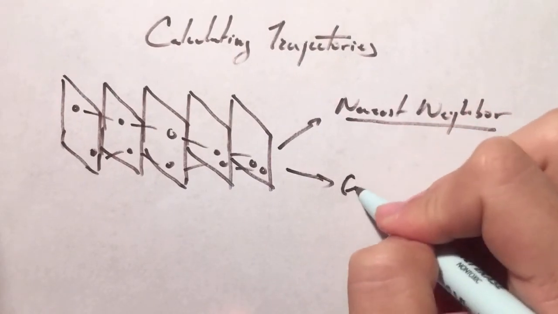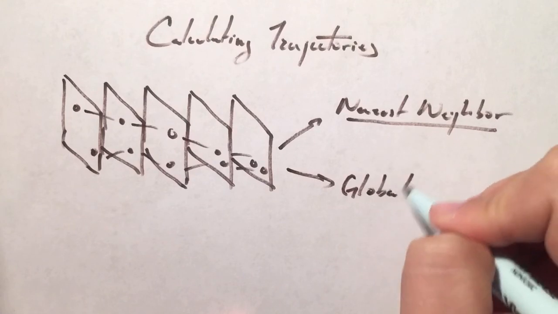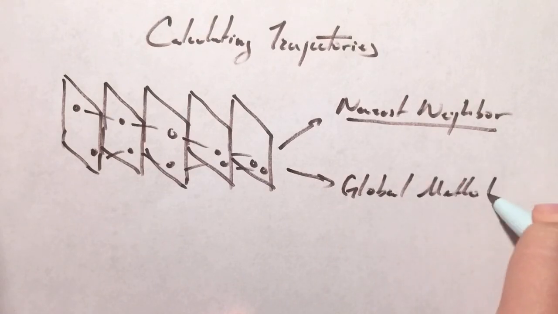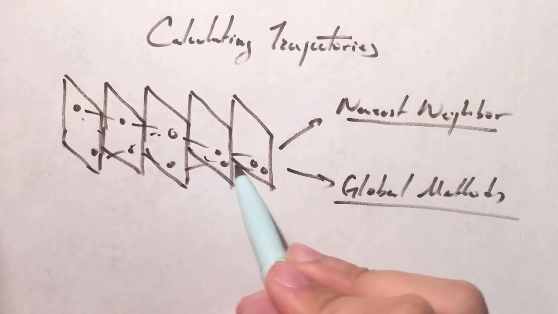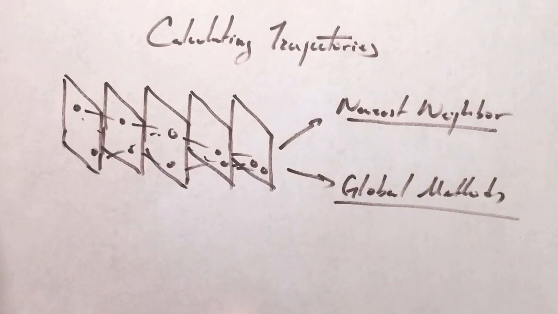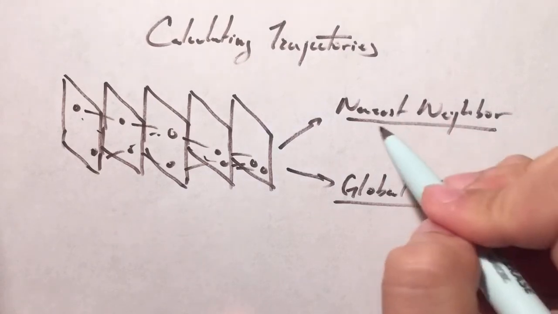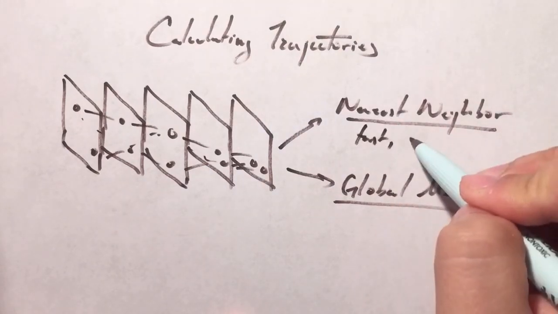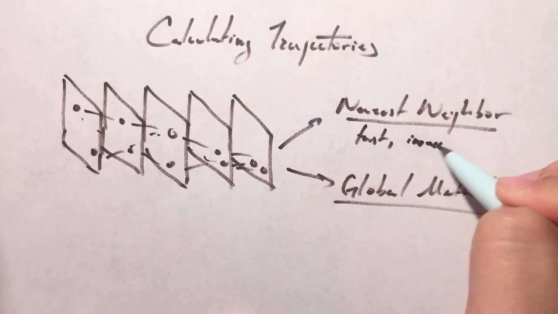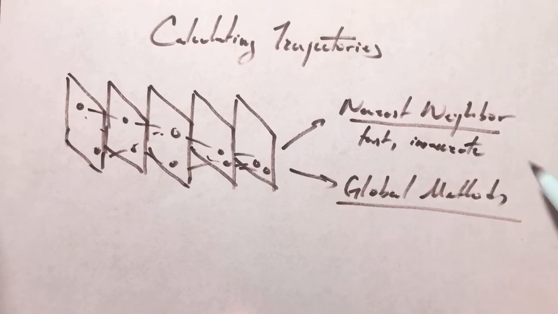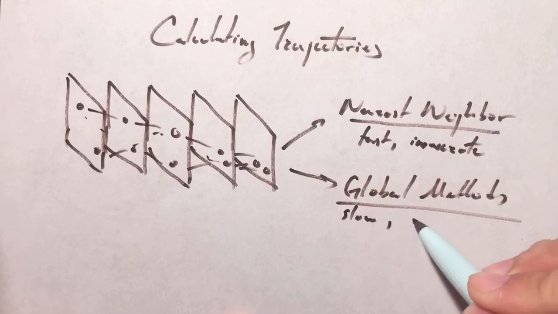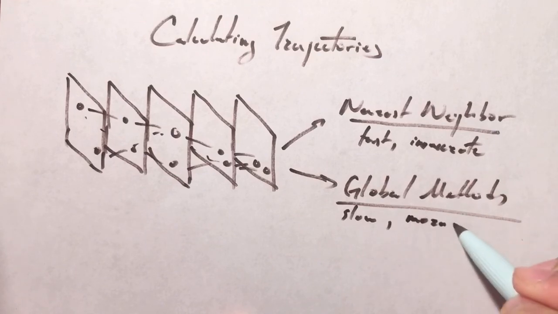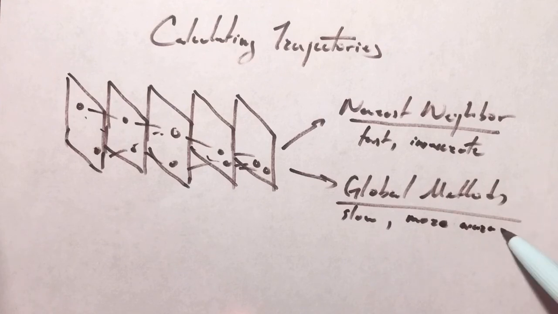The other option is these more global methods, which basically calculate every possibility. So we'll calculate these too, and then figure out statistically or probabilistically which one is the most likely. Again, nearest neighbor is fast, but more inaccurate compared to global methods. Global methods are very slow, but more accurate. And accuracy in this case just means we have a higher or lower chance of false linkages.